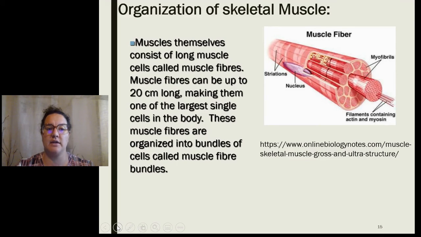Muscles themselves consist of long muscle cells called muscle fibers, which can be up to 20 centimeters long, making them some of the largest single cells in the whole human body. The muscle fibers are then organized into bundles.